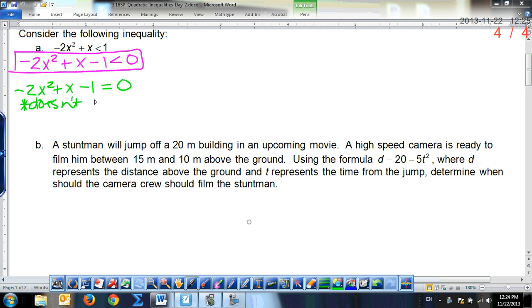Once you see that your quadratic doesn't factor, what we're going to do is check the discriminant to see if we have real or non-real solutions to the equation. Not to the inequality. I'm still talking about this equation. Okay? So, how do I find the discriminant? B squared minus 4ac. Good.